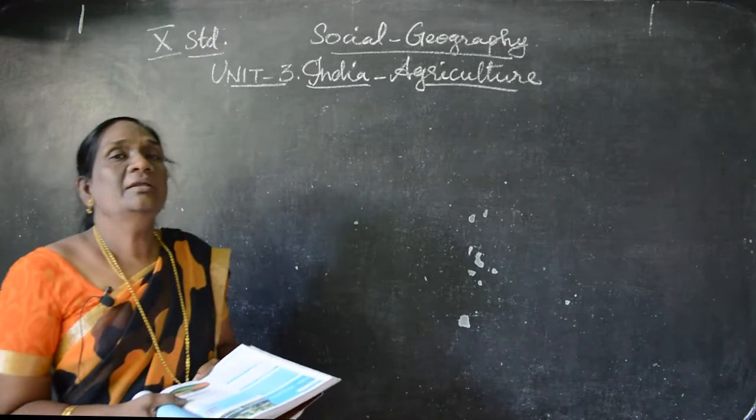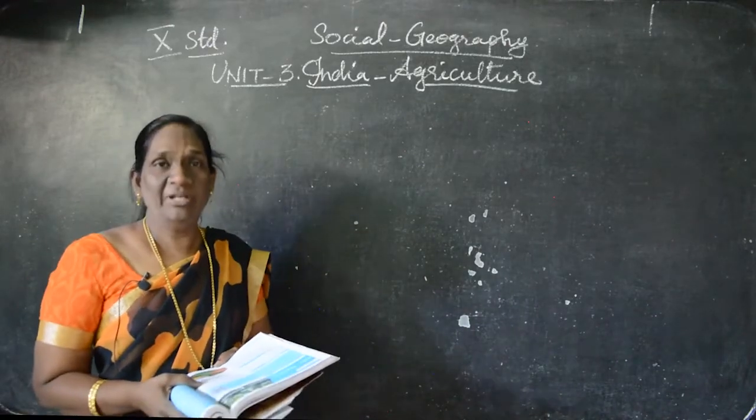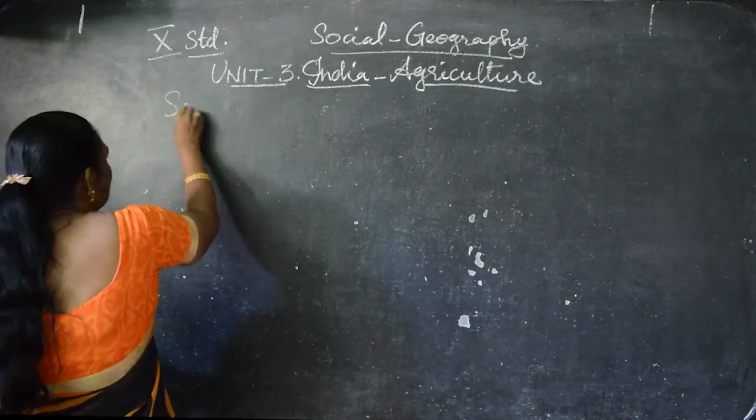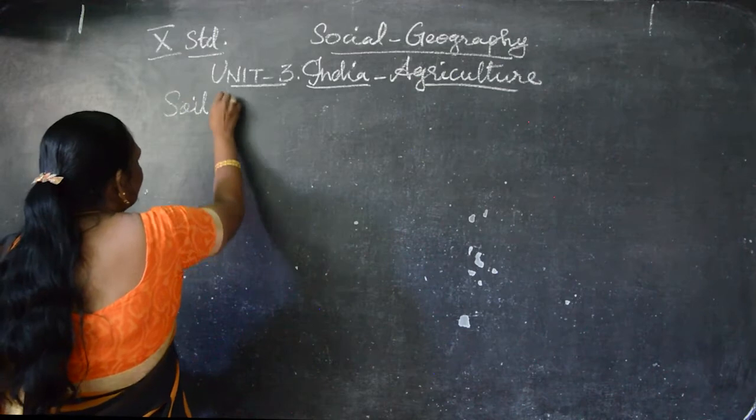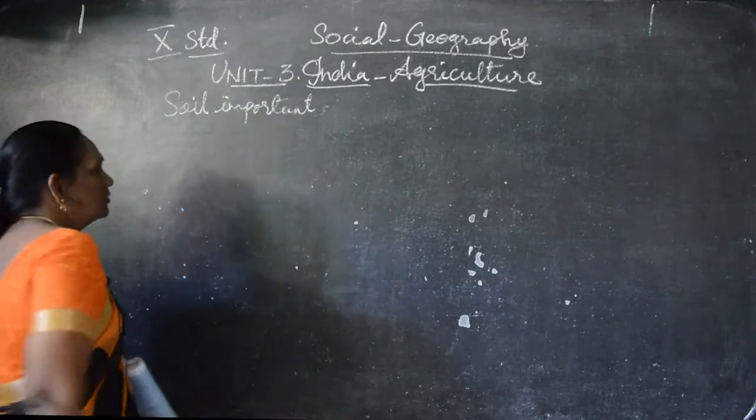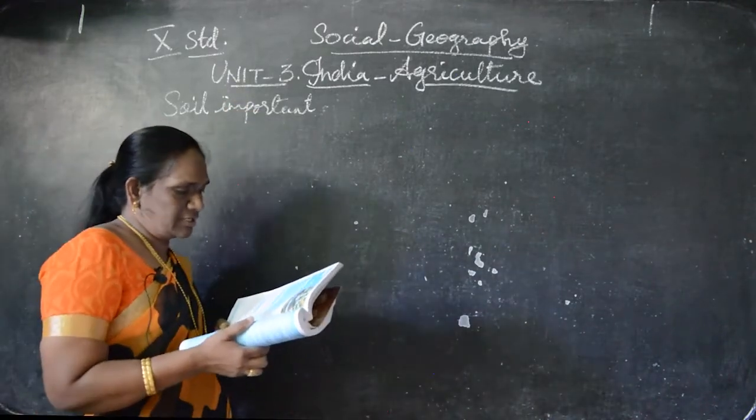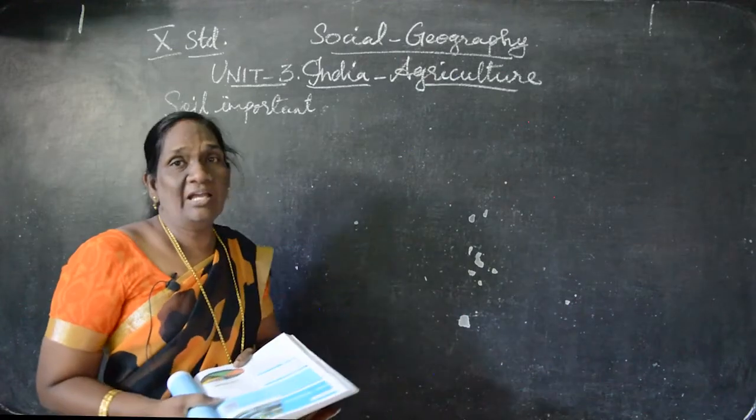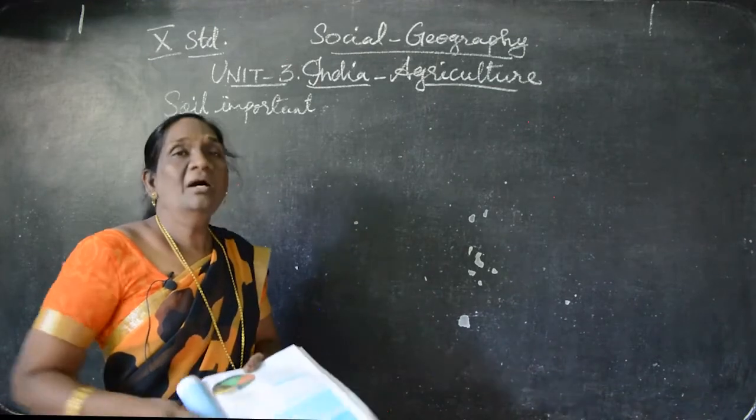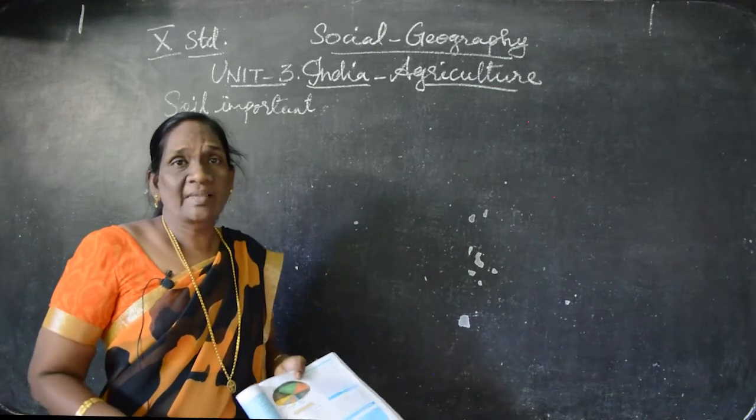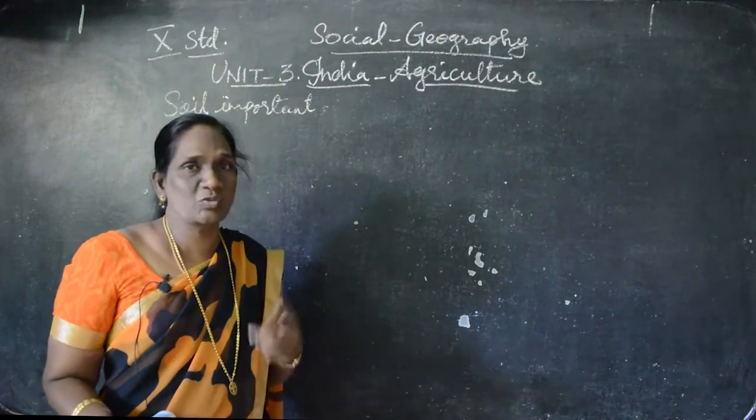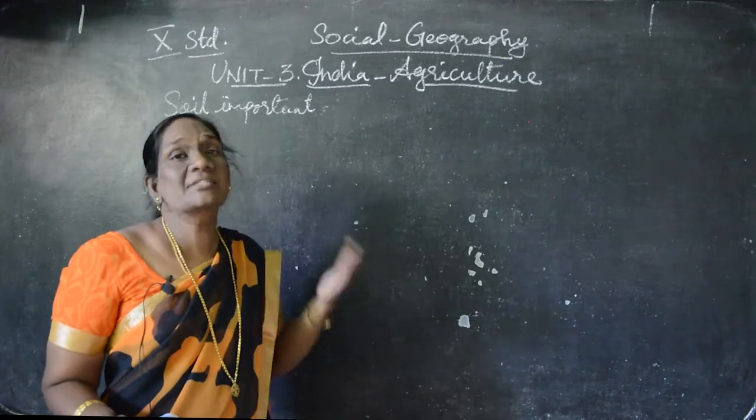Yes, very good. The very important factor for agriculture is soil. Soil is an important factor for agriculture, that we all know. Soil is a very important natural resource. In India, we have many natural resources, and one of them is soil. India is a vast country. We have various diversities in India. That is why we call it a subcontinent.